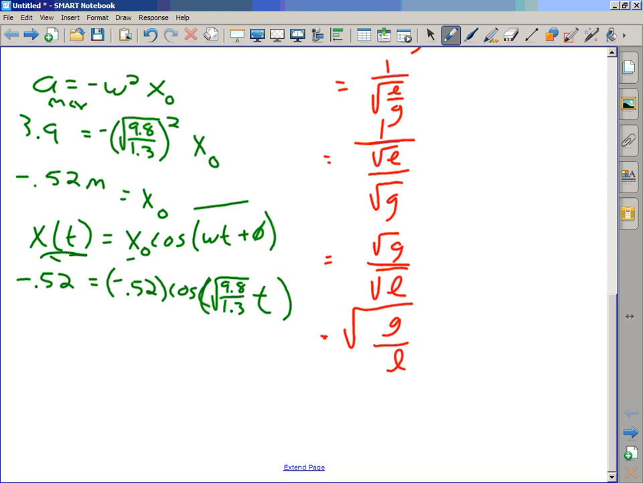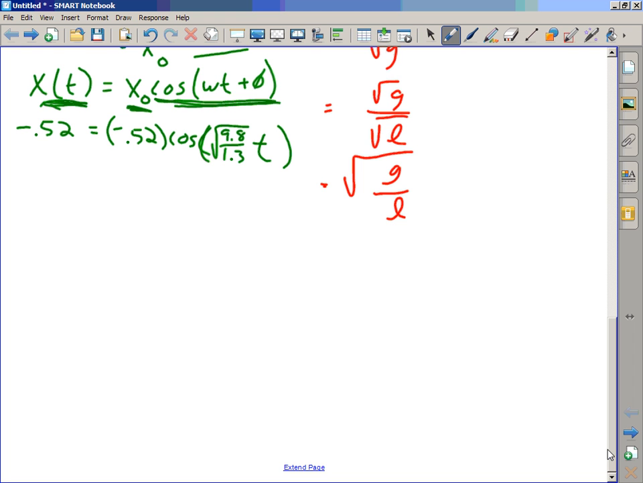Because if this side is x naught, right? And here's an x naught times what equals x naught? 1. So this entire thing, cosine omega t plus phi, has to turn out to be 1. But let's just work this out here. So let's relax on this. Okay.